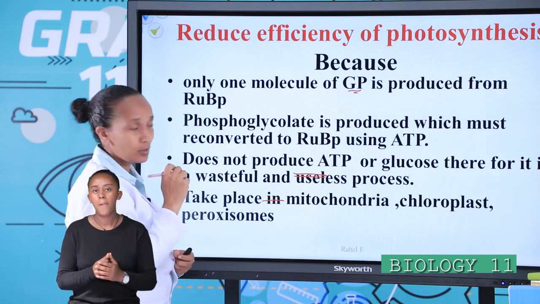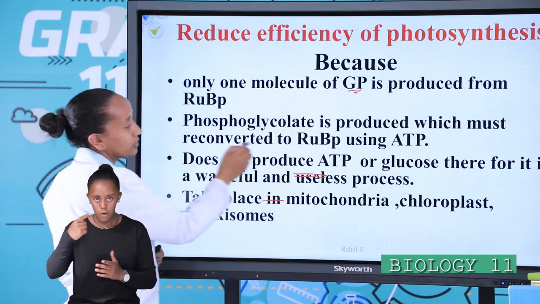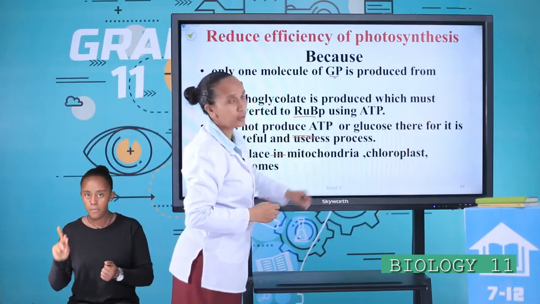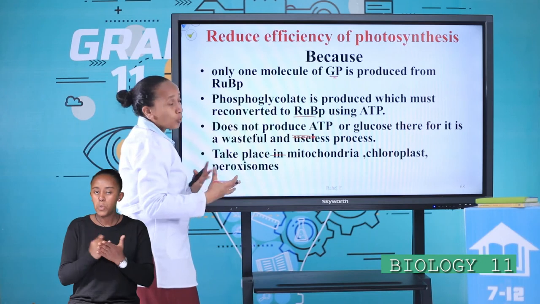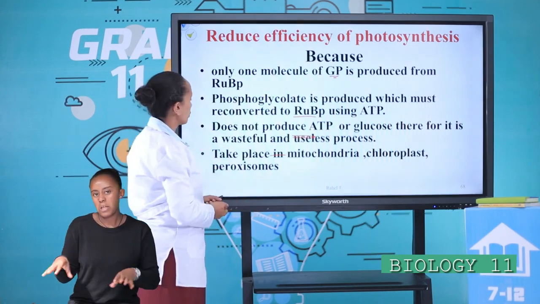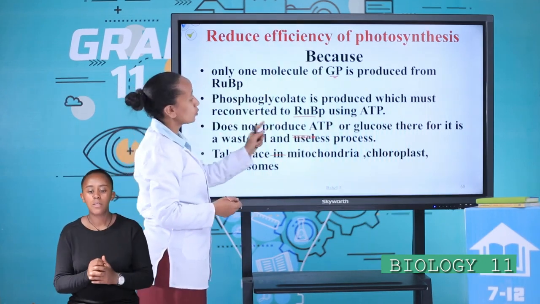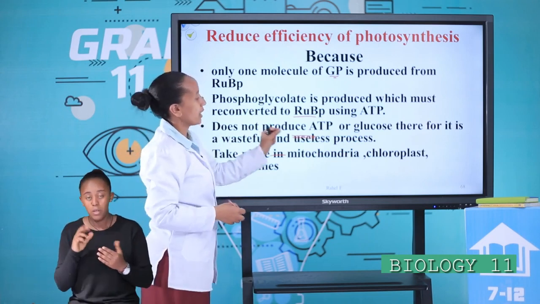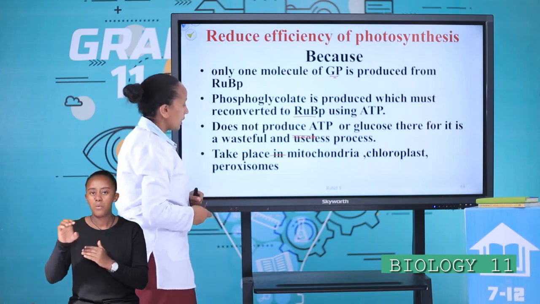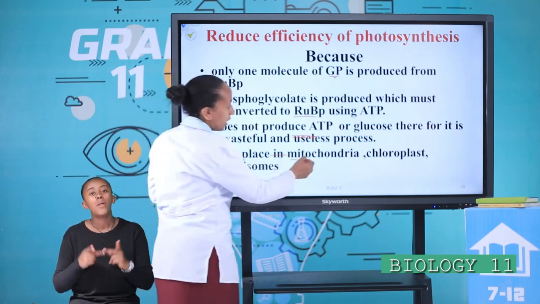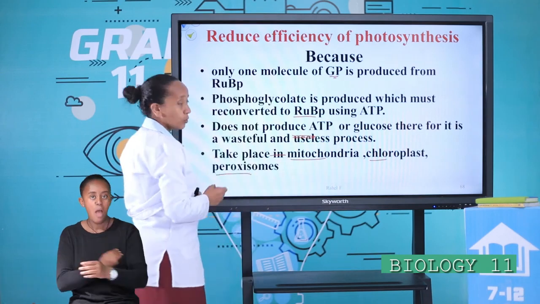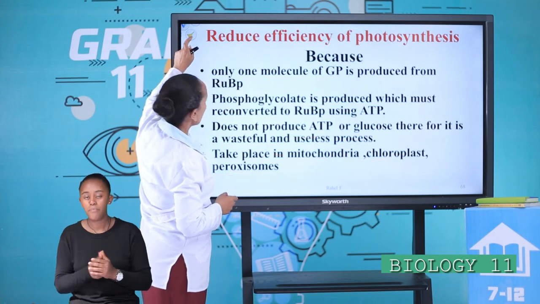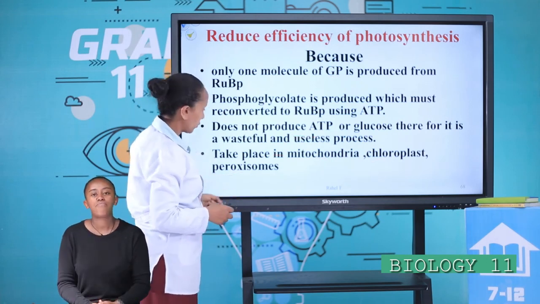Phosphoglycolate is produced, which must be reconverted into ribulose bisphosphate by using ATP. Here is the main point. It uses ATP to produce a useless product. It does not produce ATP or glucose, therefore it is a wasteful and useless process. In this process, mitochondria, chloroplasts, and peroxisomes are involved from cells. These three organelles are involved.